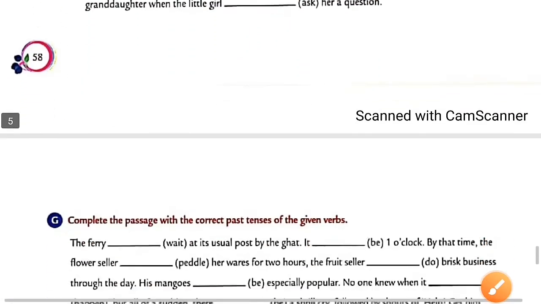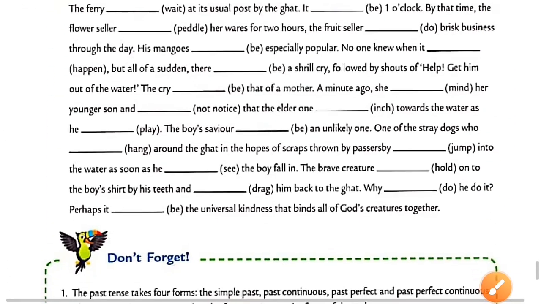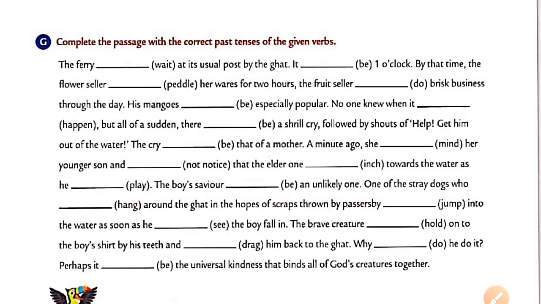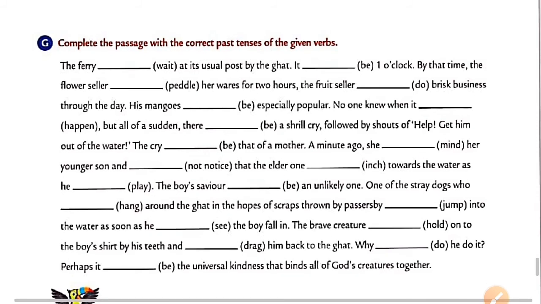Move to next. Next is part G, and this is the last exercise of this chapter. So start. Complete the passage with the correct past tense of the given verbs. The ferry waited. Okay.